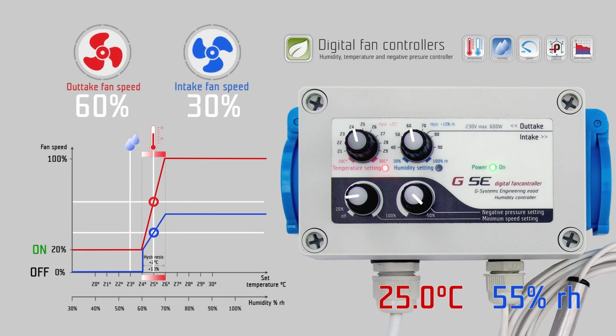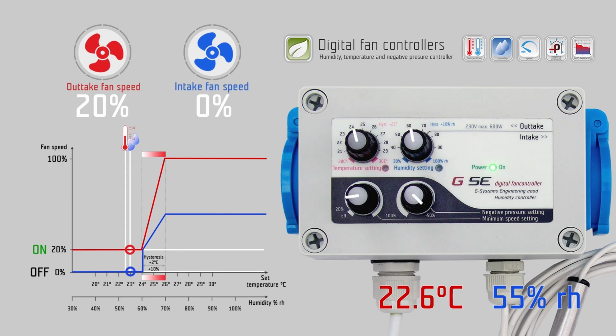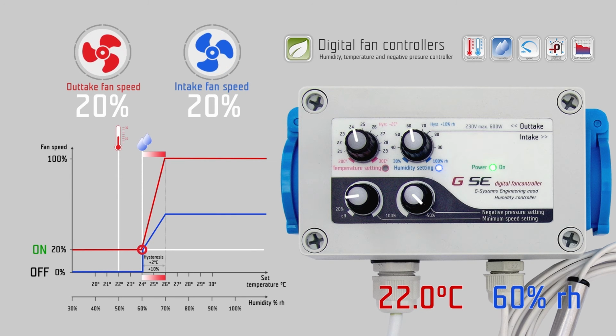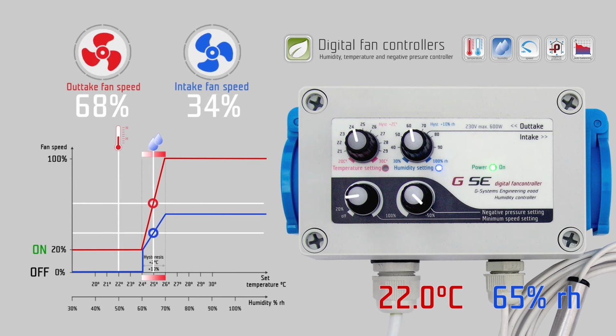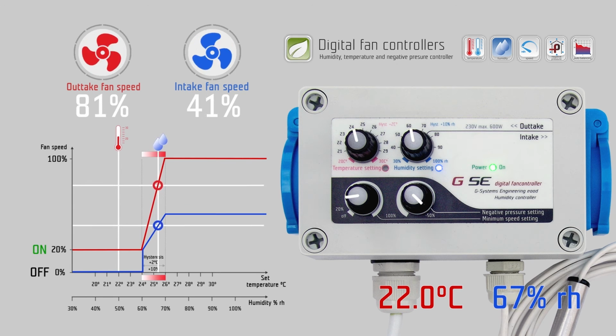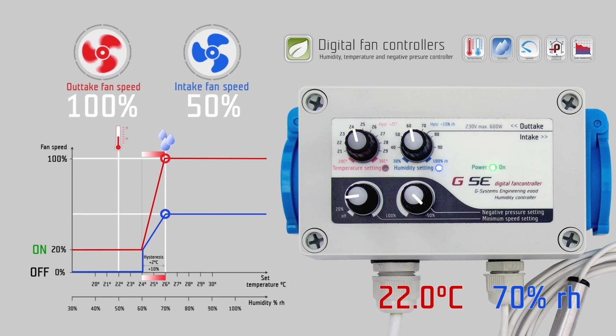The same happens with the humidity. If the measured humidity at the probe is below 60% relative humidity, the controller keeps your fan working on 20% speed, which comes from the minimum speed setting. When the humidity rises and exceeds 60% relative humidity, the fans start to increase according to the measured humidity in the next 10% humidity hysteresis, up to 100% fan speed at 70% relative humidity.